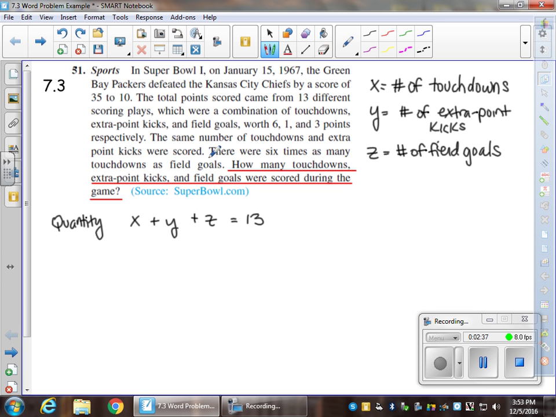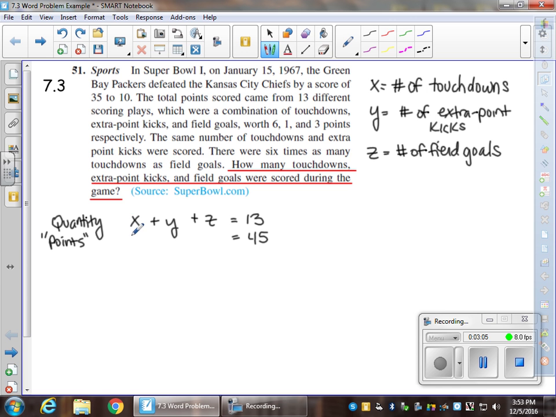What else do I know? Well, this first part says 35-10. But notice x, y, and z do not apply just to the Packers or just to the Chiefs. It's both teams combined. So what's the combined number of points scored? 45. So let's make this next one a points equation, or a value equation, but in context, let's call it points.